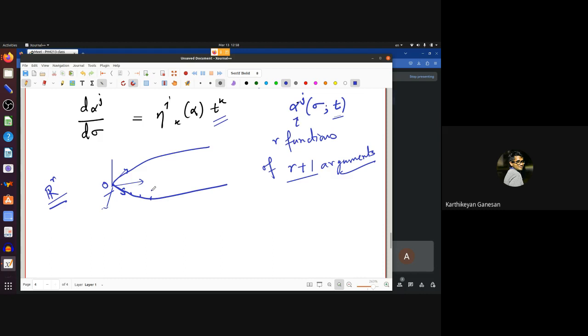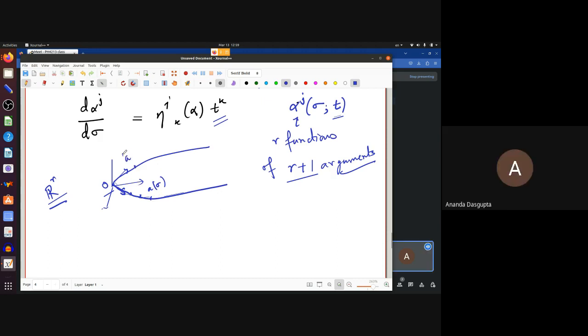Each curve here is parameterized by the TKs. But once you fix the TKs, you get a curve where the only parameter is sigma, because once T is fixed, the only thing that changes along this is sigma. Right? So two different curves will correspond to two different one parameter subgroups.